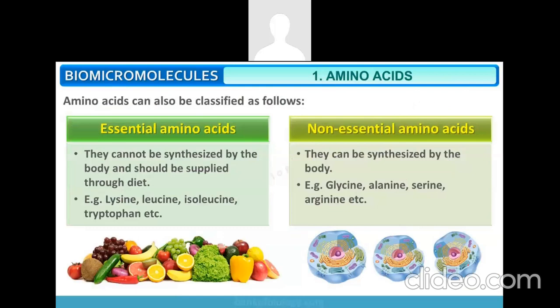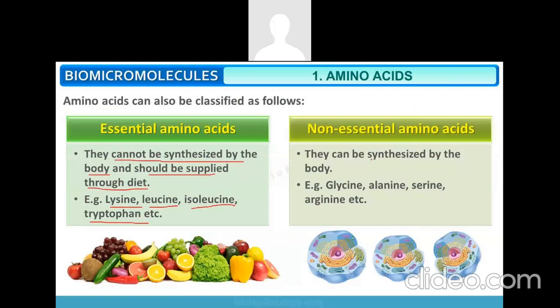Amino acids are classified into two major categories. One is essential amino acids, the second one is non-essential amino acids. Essential amino acids are those that cannot be synthesized by the body and hence should be supplied through the diet. So they are taken from outside the body as the body cannot produce them. Examples of essential amino acids include lysine, leucine, isoleucine, tryptophan, etc.